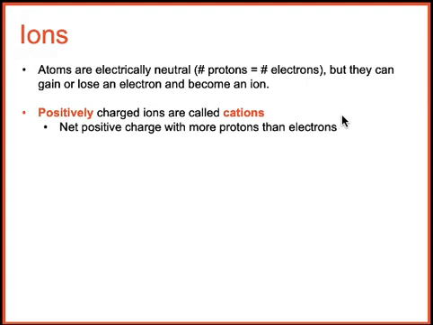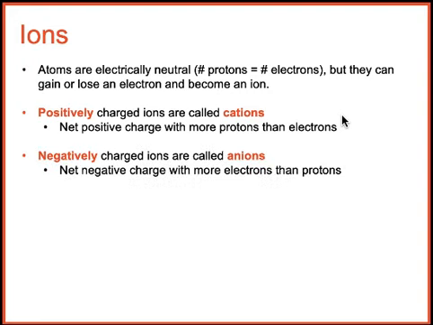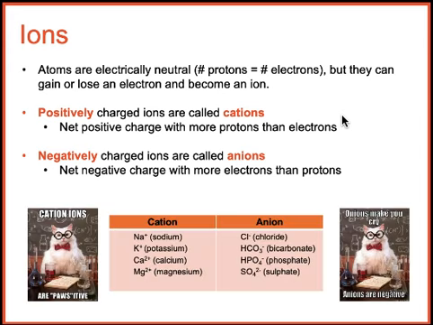Positively charged ions are called cations, and they have a net positive charge with more protons than electrons. Negatively charged ions are called anions, net negative charge with more electrons than protons. So here's a list of a couple examples of cations and some of anions. You'll realize some of them are a bit longer than just one element. That's because those are polyatomic ions, more than one atomic ion.